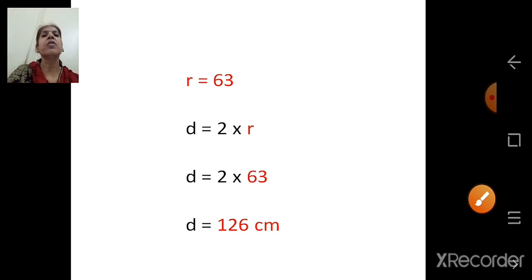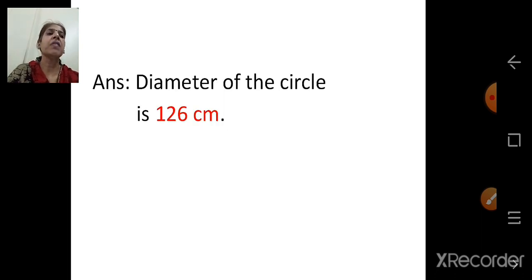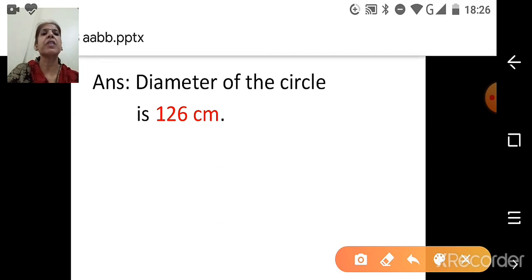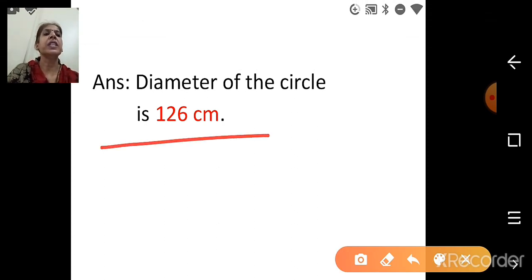And you have to learn the tables, children. You also have to learn the squares and square roots. So the diameter of the circle is 126 centimeter. So your final answer, which is to be given in the statement: diameter of the circle is 126 centimeter.